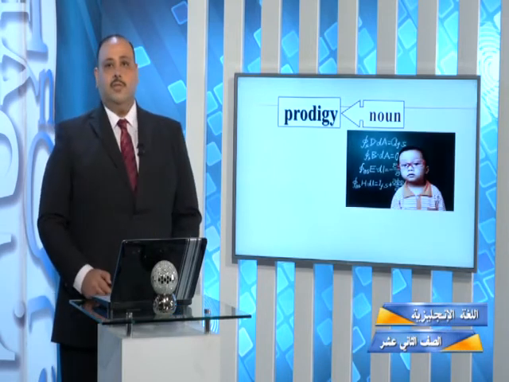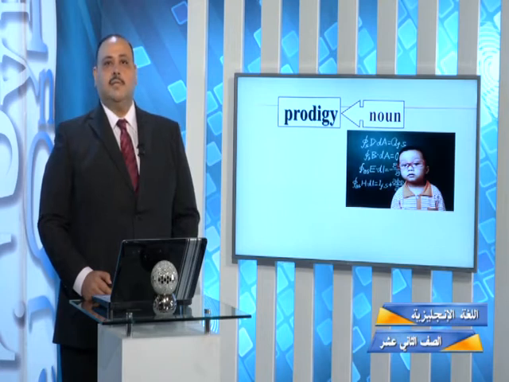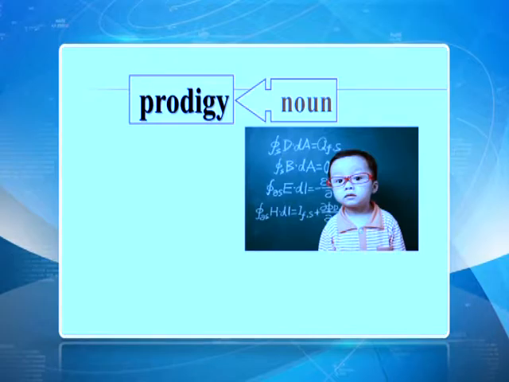Okay, the first word is prodigy. Prodigy is a noun. Now, if you look at the picture, you can understand. This is a picture of a little kid or a little child. Behind him, what we can describe as mathematical or scientific equations. Now this child, as you see, is described as a child prodigy, or we can say he is a prodigy.